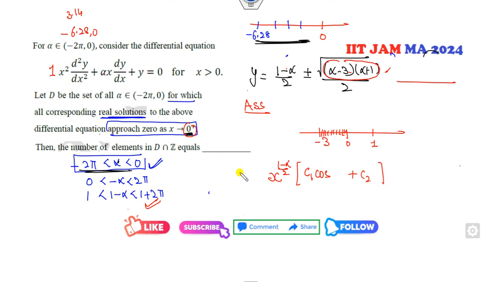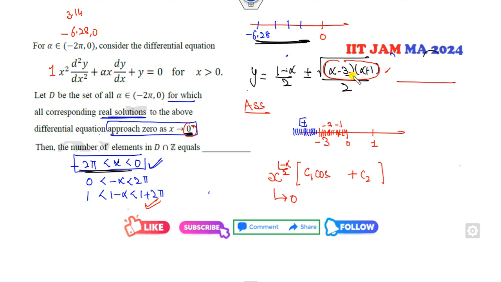So as x approaches infinity, this will go to 0. That means whenever alpha is plus 1, minus 1, minus 2, minus 3, the answer will go to 0. Now what about the other parts? When will it be positive? It will be positive when the value of alpha lies here. In this case, this number is positive.